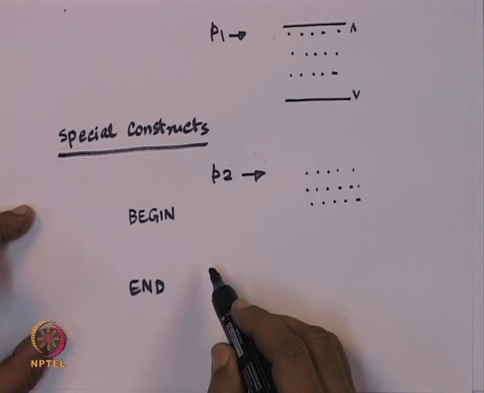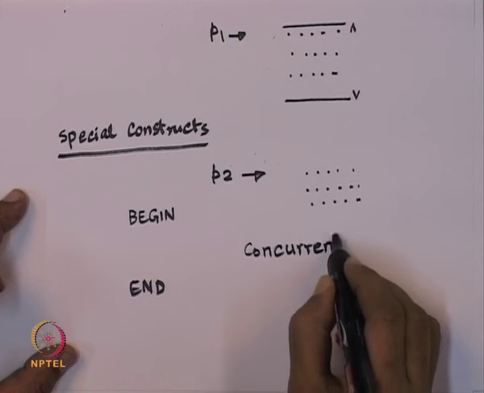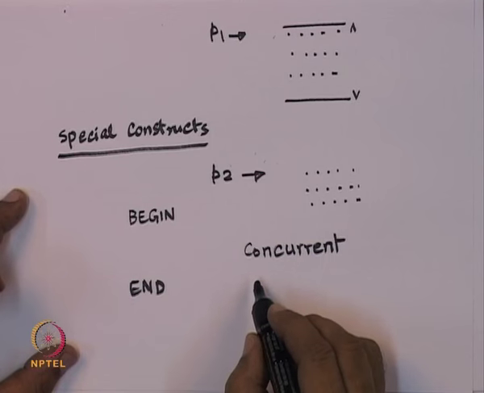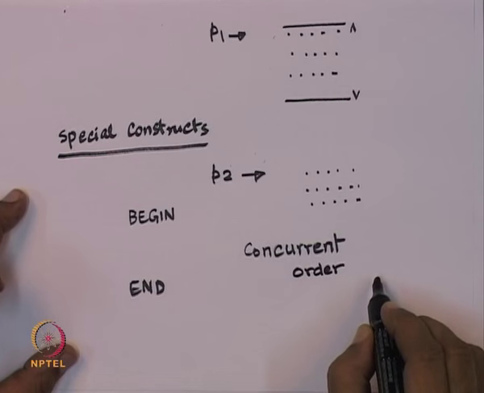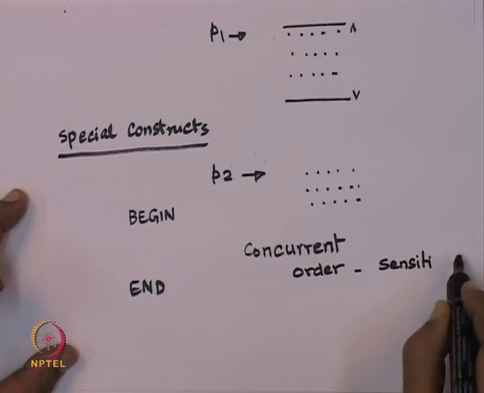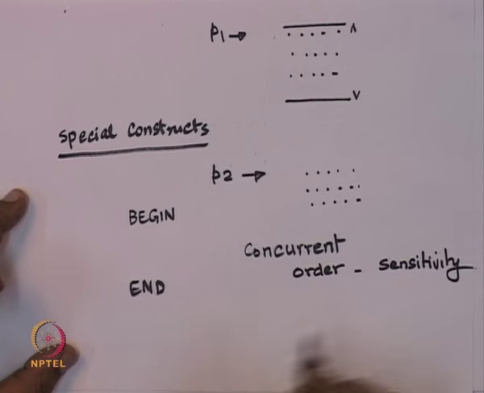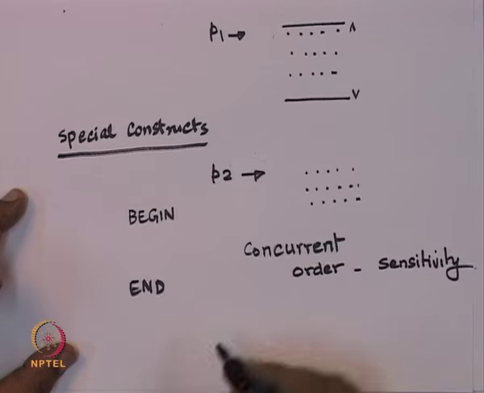occurs. Now, we have a somewhat mixed case. These blocks of code are concurrent, therefore, their order is determined by this sensitivity. But once you start executing them, then the entire block must be executed.